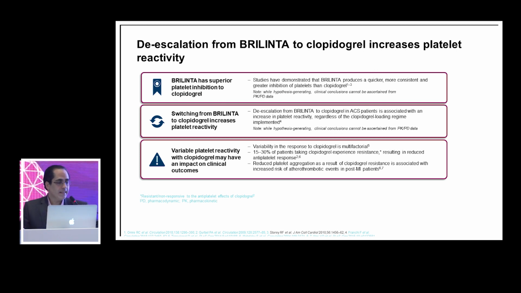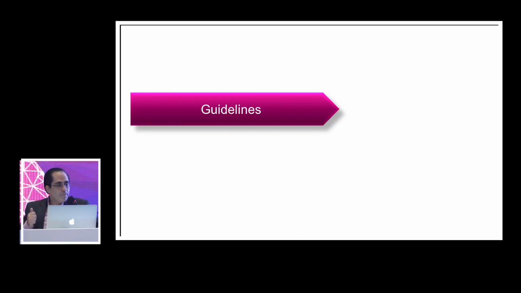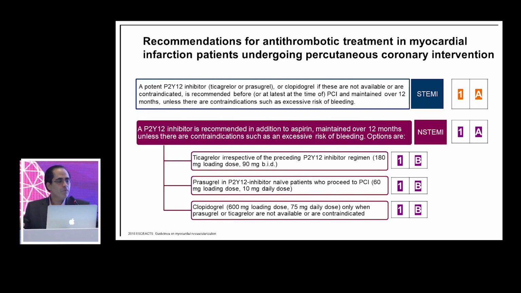What about the guidelines? The recommendation of antithrombotic treatment in a myocardial infarction patient undergoing percutaneous intervention in ST elevation myocardial infarction showed that a P2Y12 inhibitor, ticagrelor or prasugrel or clopidogrel, if ticagrelor or prasugrel are not available or are contraindicated, is recommended before or at least at the time of the PCI and maintained over 12 months unless there is a contraindication such as excess risk of bleeding. This is a class 1 indication in ST elevation myocardial infarction patients.